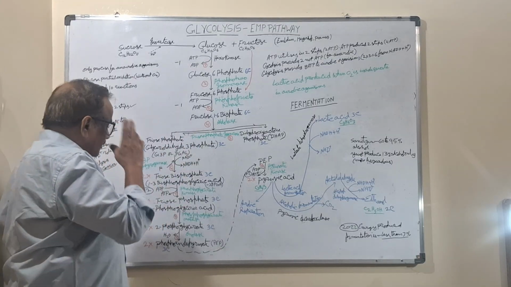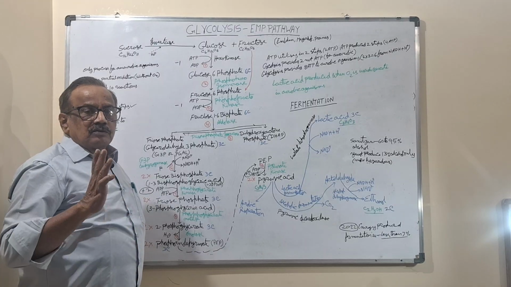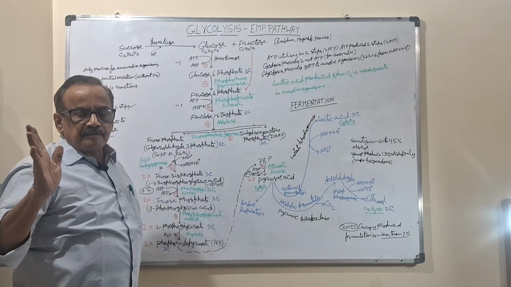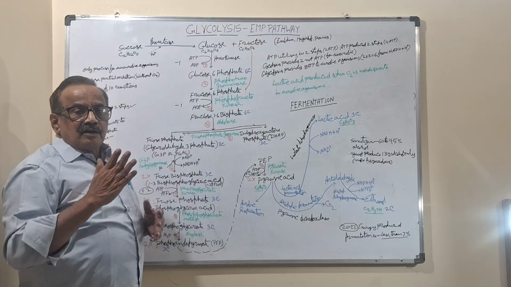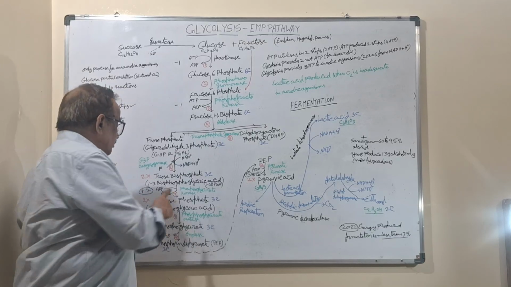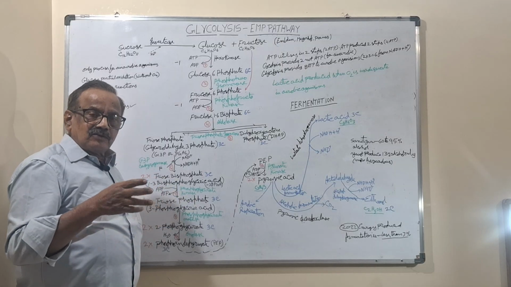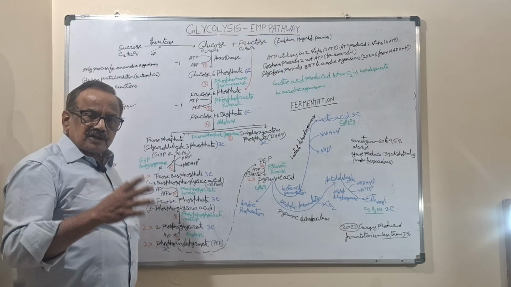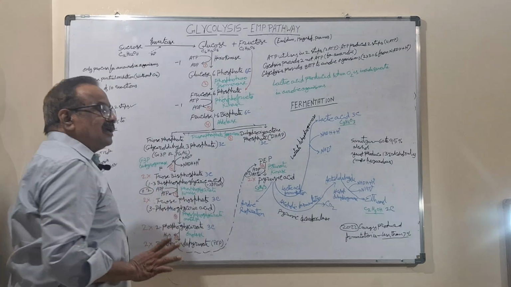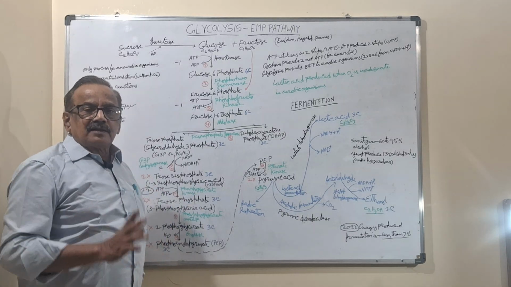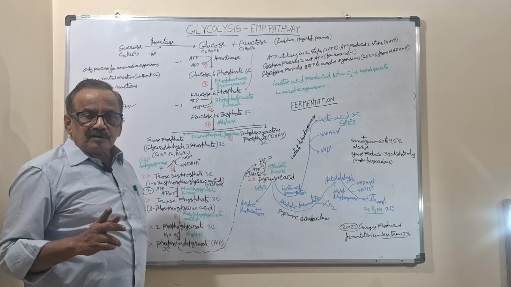Now, bisphosphoglyceric acid will lose 1 phosphate. How will it lose it? By forming ATP. Bisphosphoglyceric acid is energetic. That energy it will lose by sending out 1 phosphate. That phosphate will convert ADP to ATP. This is the thing. So the first ATP is formed.